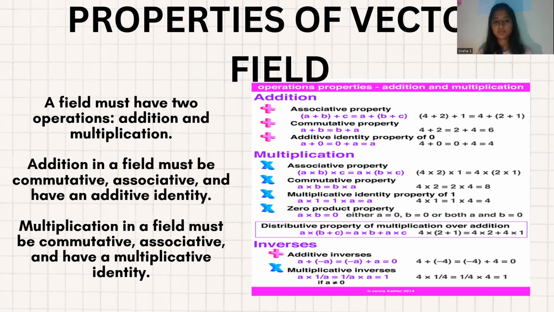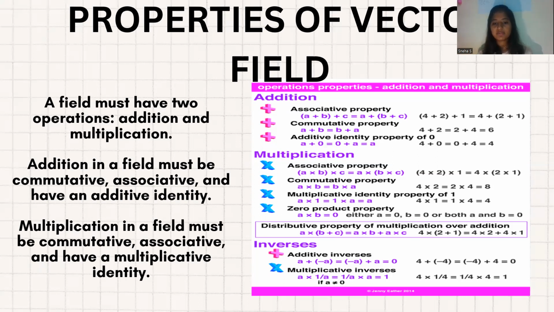Next, let us see multiplication properties. Here we see four types of properties, that is associative, commutative, multiplicative identity, and zero product property. Associative property means when you multiply (a × b) × c or a × (b × c), even with the brackets, you will get the same result. Commutative property also, a × b is equal to b × a, that is 4 × 2 is 8 and 2 × 4 is also 8. Multiplicative identity property of 1: when you multiply 1 to any real number, the result remains the same, and when you multiply 0 to any real number, the result becomes 0.